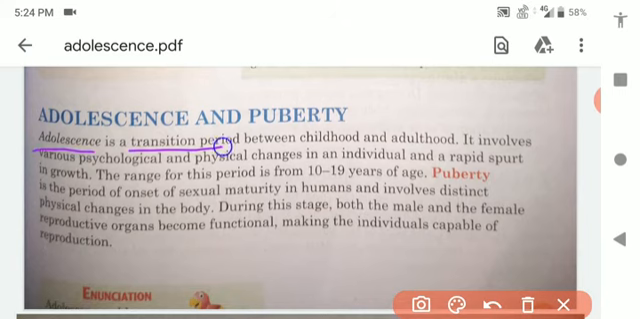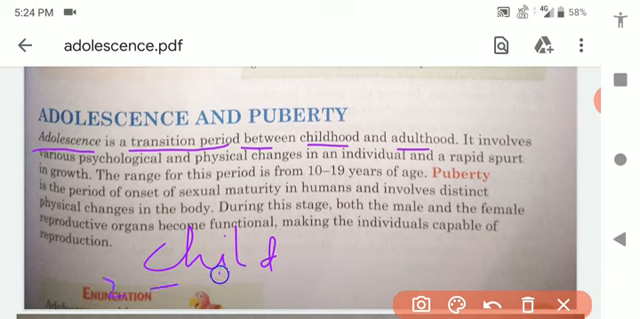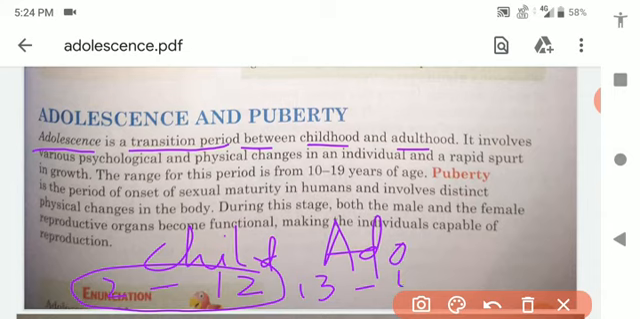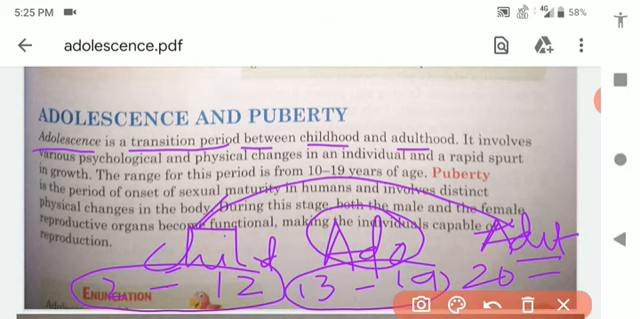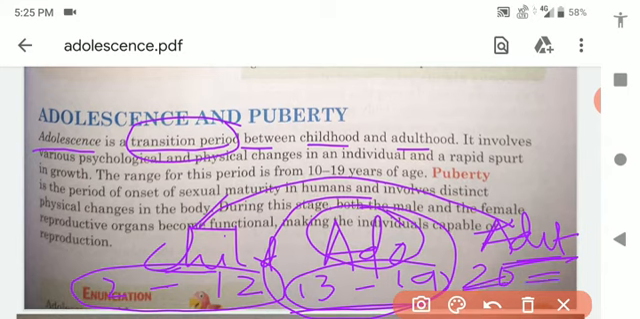Adolescence is a transitional period between childhood and adulthood. From 2 years to 12 years the baby is called a child, from 13 to 19 he or she is called an adolescent, and from 20 onward he is called an adult. So it is the transitional period, or you can say a middle period, between childhood and adulthood, understood? So adulthood will remain till 50 years, or you can say 60 years. After that old age starts, understood?